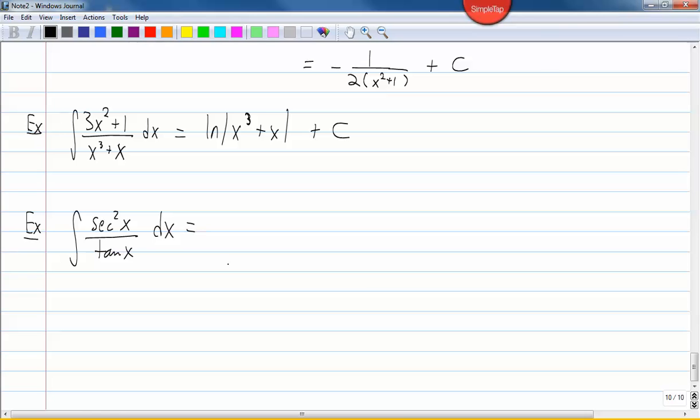So what would this be? Again, I'll write that down. If you let the denominator be your u, your du is present, exactly what we needed right there. So 1 over u du. That'll be the natural log absolute value of tangent of x plus c.